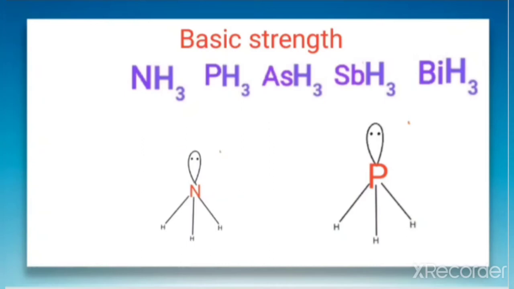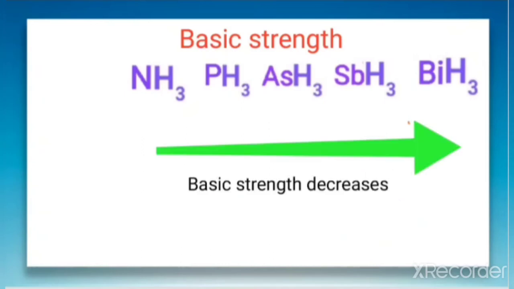So when we move from top to bottom, the basic strength decreases because the size of the element is increasing. Therefore, the electron releasing tendency, that means the tendency to donate the lone pair, decreases. Therefore, the basic strength decreases.